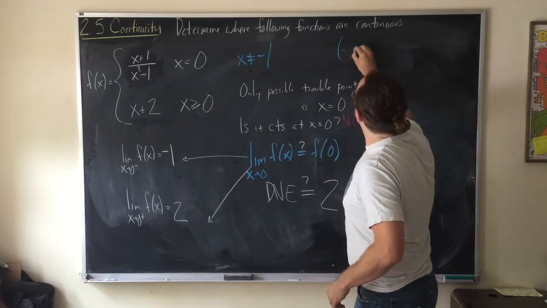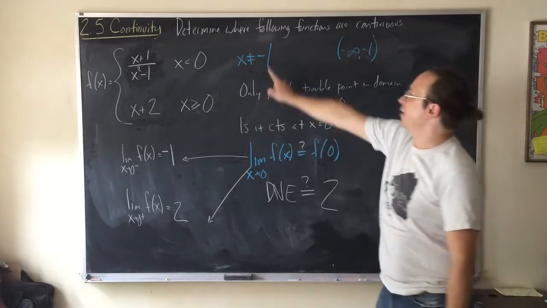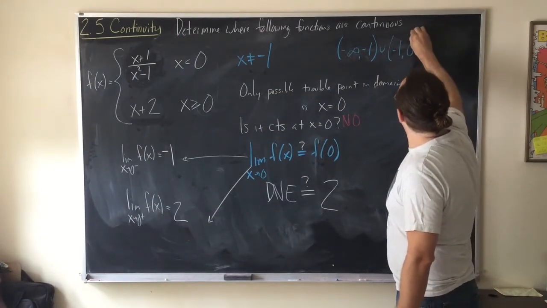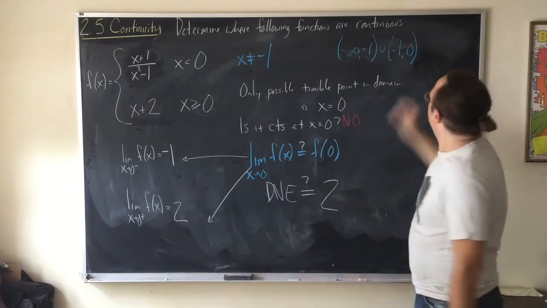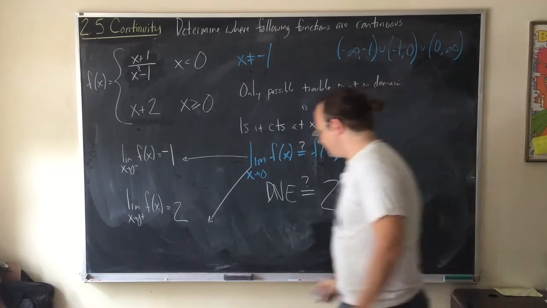So our final answer will be, where is this function continuous? It's continuous from negative infinity to negative 1, because negative 1 is not in the domain. And then it's continuous from negative 1 to 0, and then it's continuous from 0 to infinity.